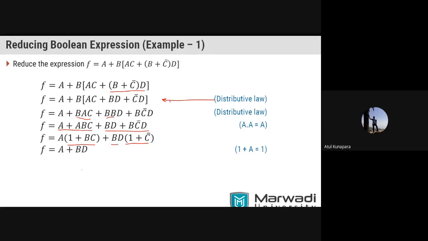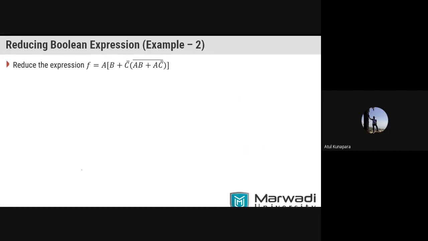Let's take one more example to make you more familiar with the steps of reduction. Suppose you have been given this formula: f equals A, in square bracket B plus C bar, in small bracket is AB plus AC bar, then the whole thing barred. Now we want to reduce this formula. So how can we reduce it? Just a minute.